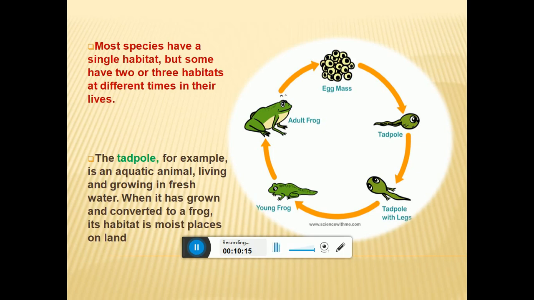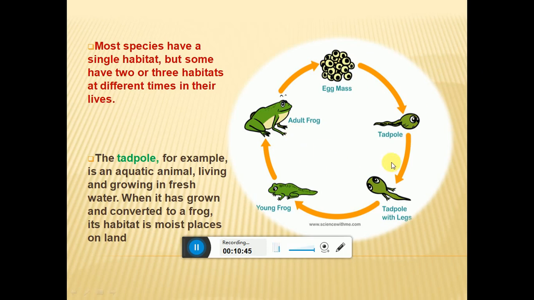For example, a tadpole. A tadpole is a species that has a different habitat in different phases of its life. A tadpole is an aquatic animal living and growing in fresh water, and when it has grown and converted to a frog, its habitat is moist places on the land.